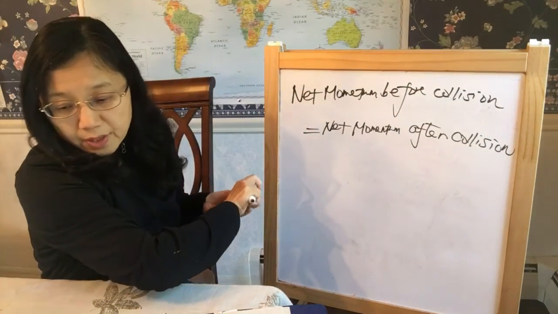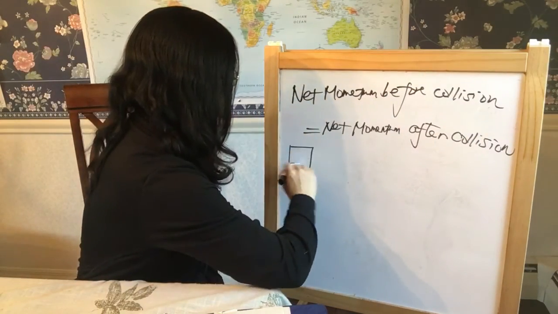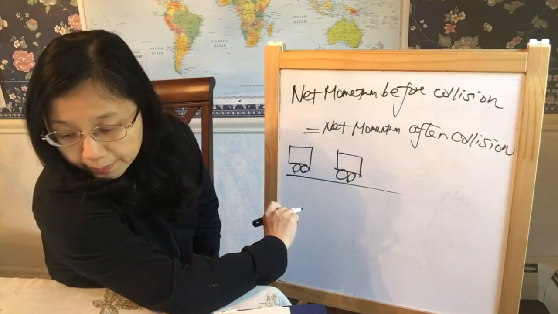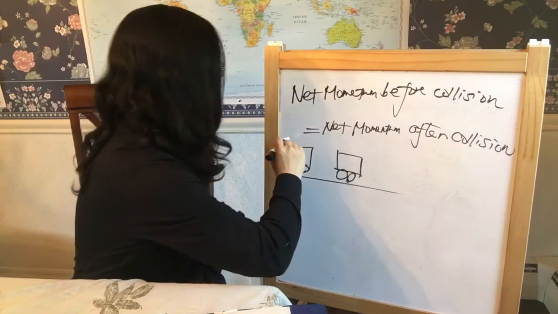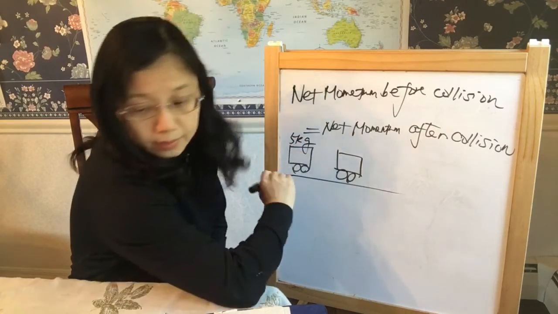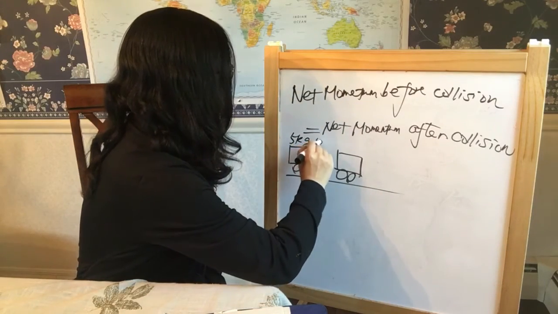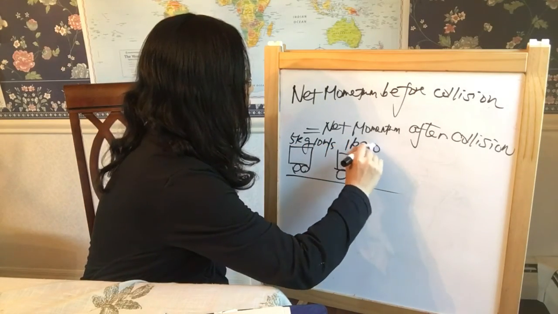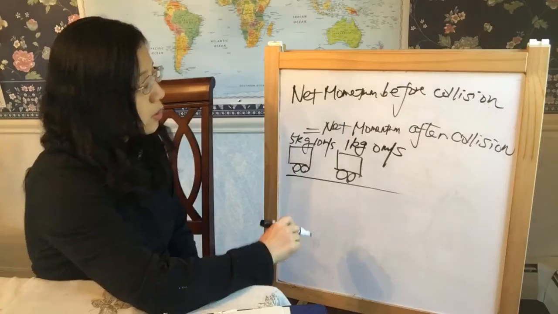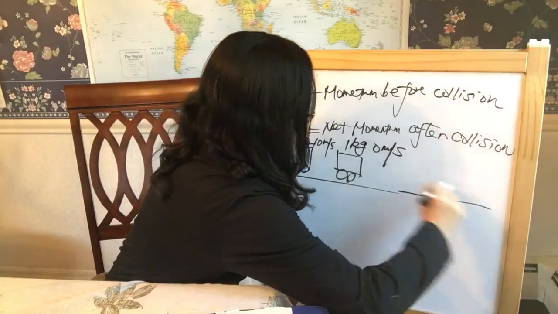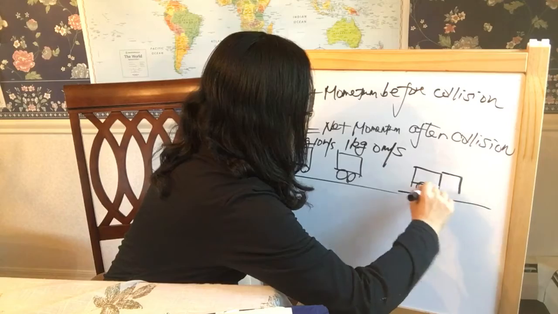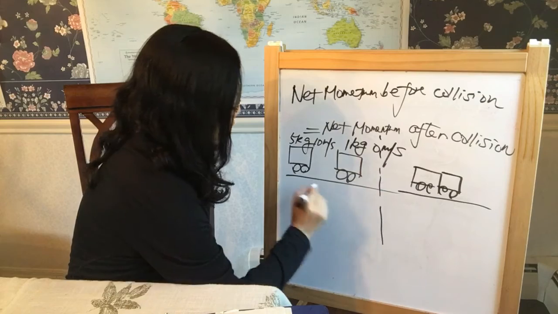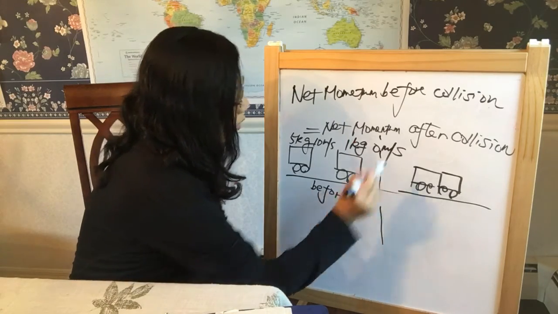So for example, if you have two cars, this one is 5 kilograms and is moving at 10 meters per second. The other car is 1 kilogram, which is not moving. Then they collide with each other, and they stick together. So this is before, this is after.